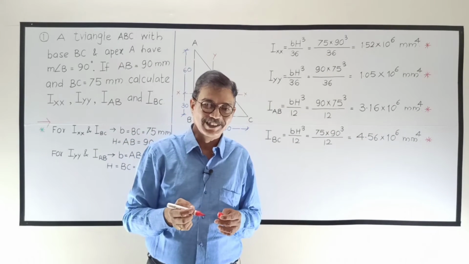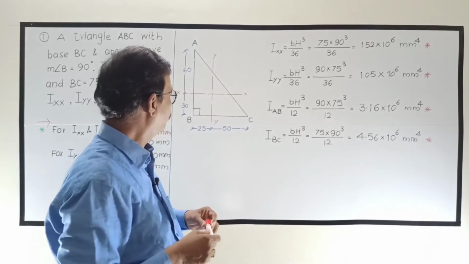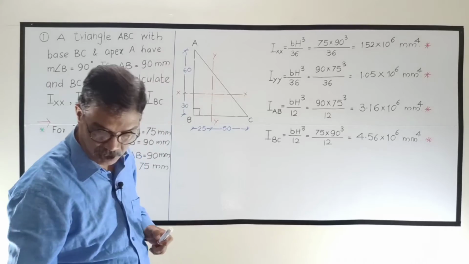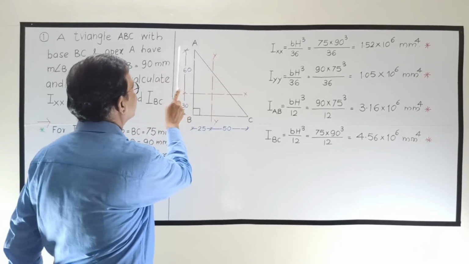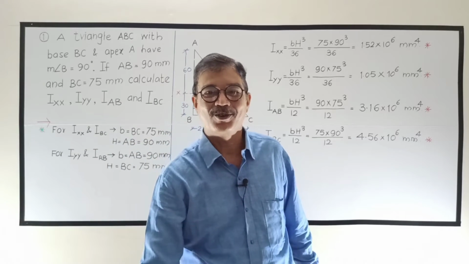Do you follow this? In a similar manner, using the parallel axis theorem, you can also find the moment of inertia of this triangle about the horizontal axis passing through the apex. Okay.